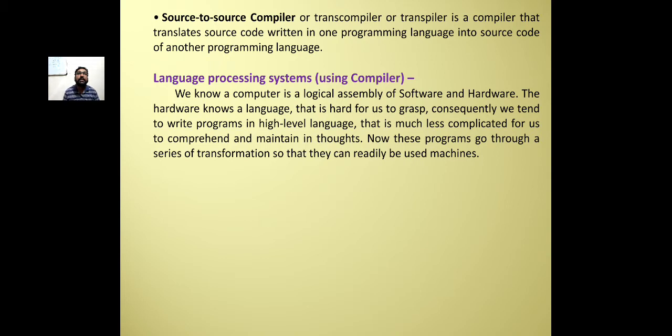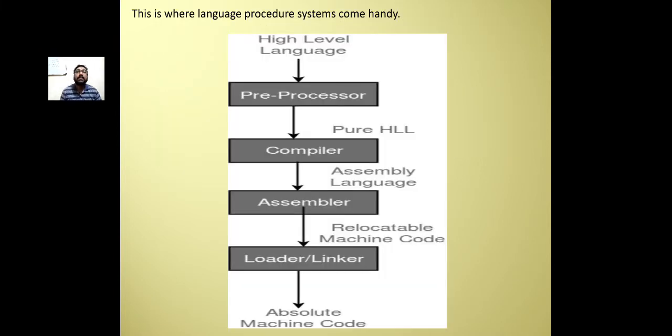We know a computer is a logical assembly of software and hardware. The hardware understands a language that is hard for us to grasp. Consequently, we tend to write programs in a high level language that is much less complicated for us to comprehend, and the machine understands it through translation. This program goes through a series of transformations so that it can readily be used by the machine. This is where the language processing system comes in handy.